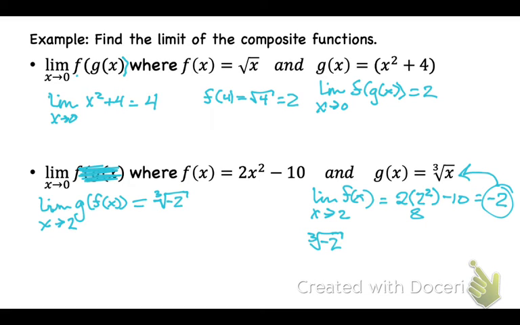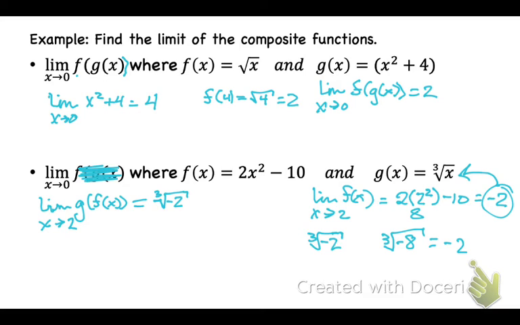Now, what happens if I came out with the cube root of negative 8? What's my answer? Negative 2, because it's negative already. Okay, but what if it was the square root of negative 4? Would it be 2? Or would it be negative 2? Can I take the square root of a negative?